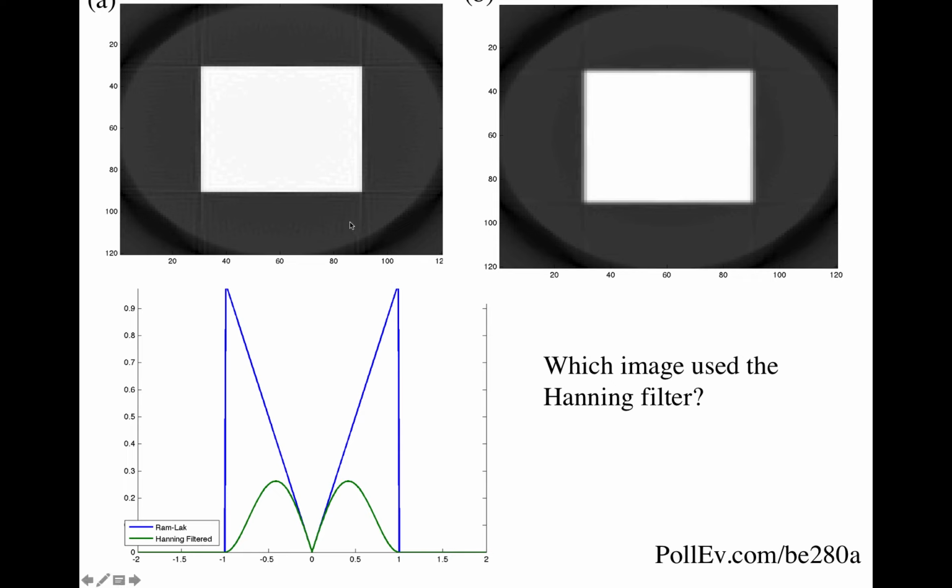And so here's the image with the ramp filter. Here's the image with this Hamming filter, and it smooths it out, and it also smooths out some of these edge artifact issues.